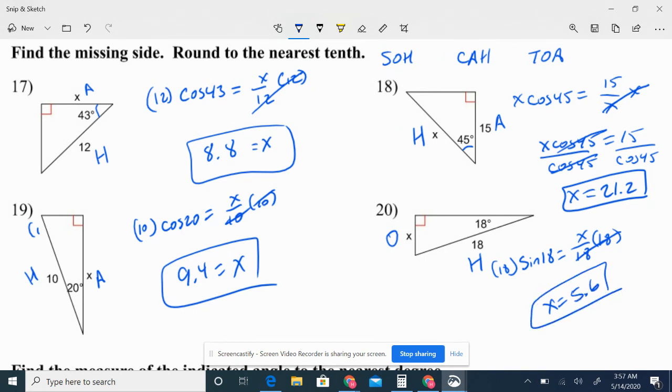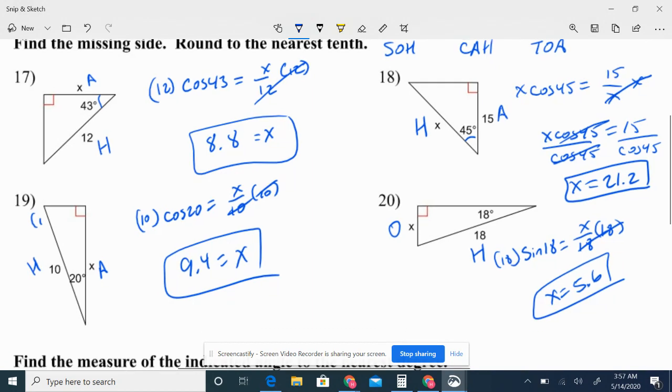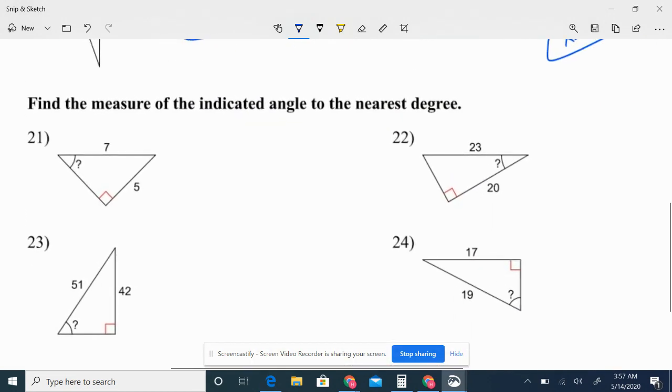All right, that's not that bad. Take a look at the last section. Find and measure the indicated angle to the nearest degree. I had to find the angle to the nearest whole number.